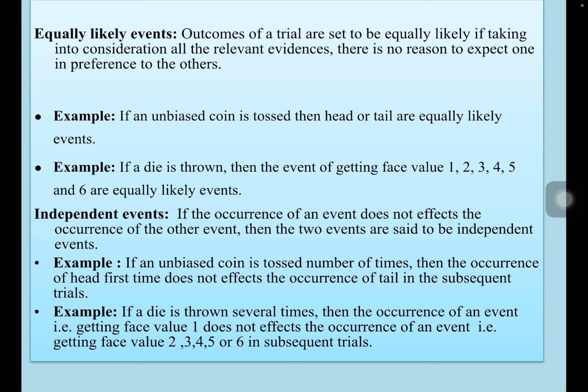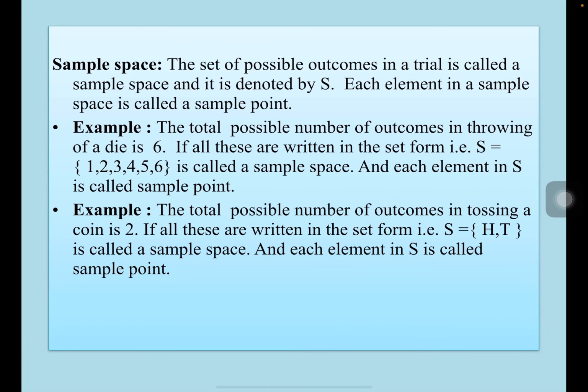So, they are independent events. Another example, if a die is thrown several times, then the occurrence of an event, that is getting 1, does not affect the occurrence of the events 2, 3, 4, 5, 6 in subsequent trials.